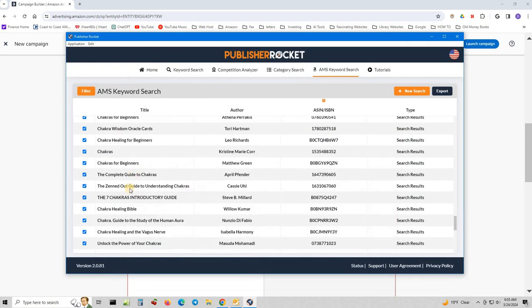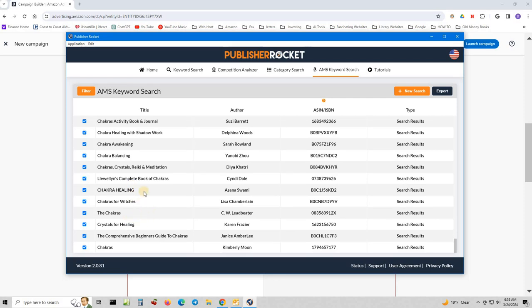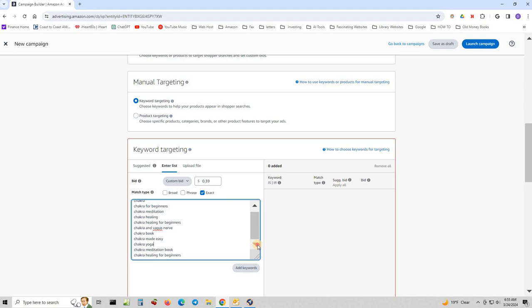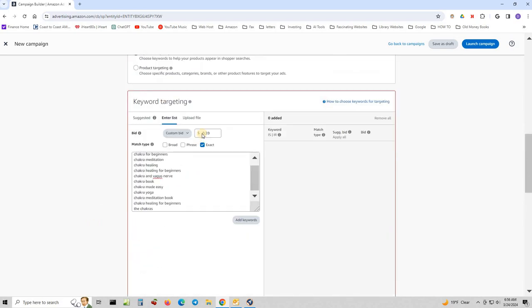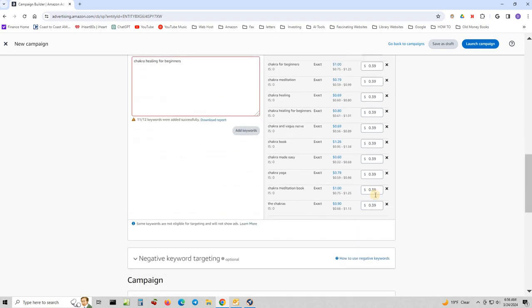So, just to move forward here, I'm going to take a keyword out of this list. The chakras, let's do that one. Alright, so we're going to go ahead and add all these keywords now at a default bid of 39 cents cost per click. That one was already in there, so that's why I didn't add it. As you see, when you do custom bid, 39 cents, they all go in there at that bid.